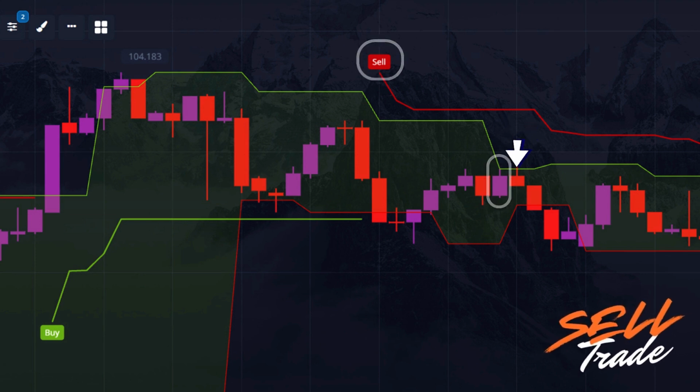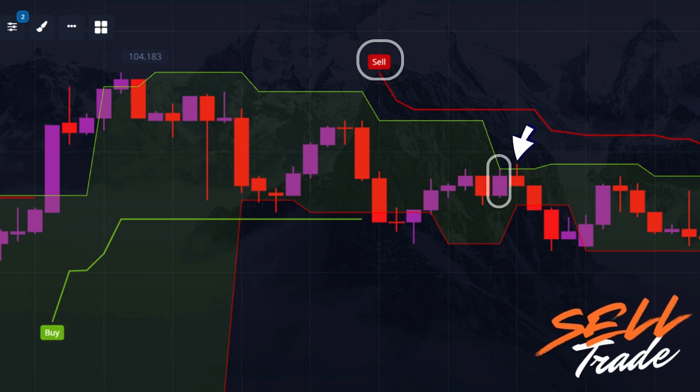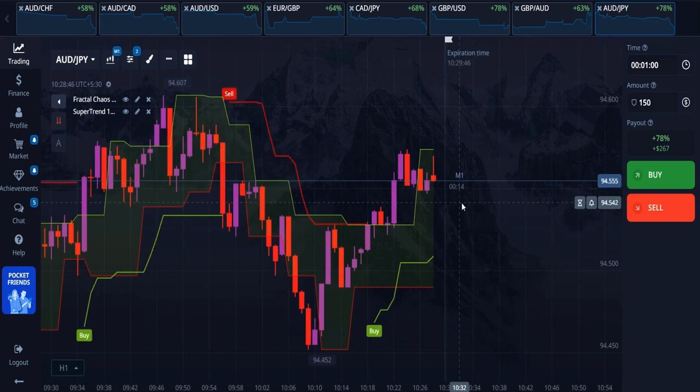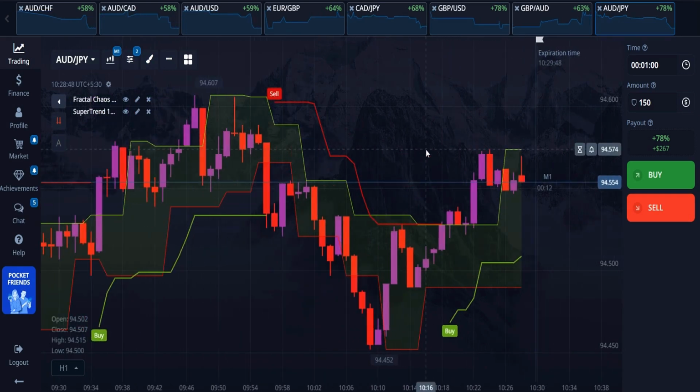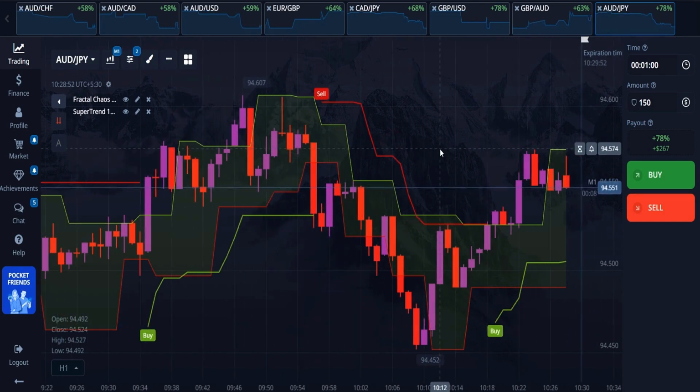Always follow the trend. Do not trade against it. Do not trade during major news events to avoid unpredictable market movements. This strategy can be used in both real and OTC markets. Check the description box for more details about this strategy.